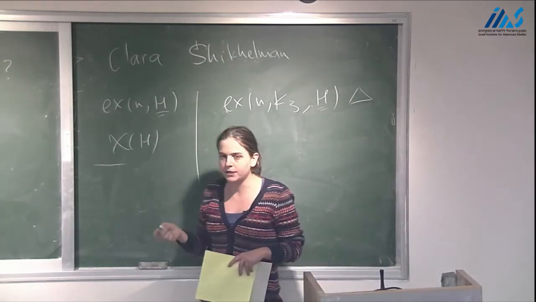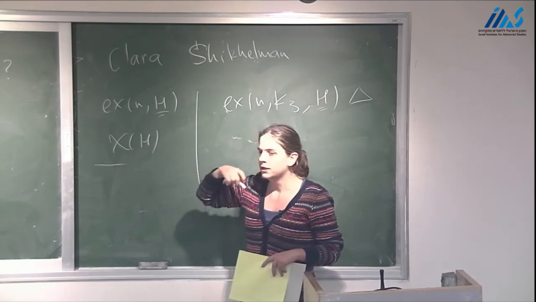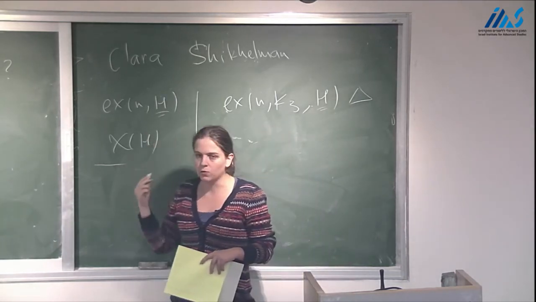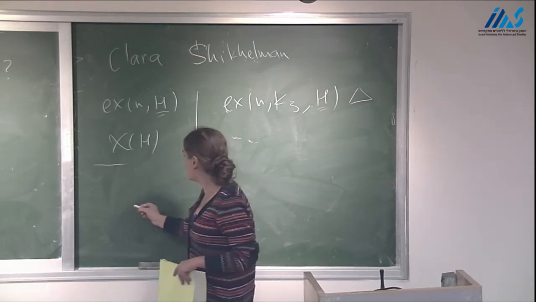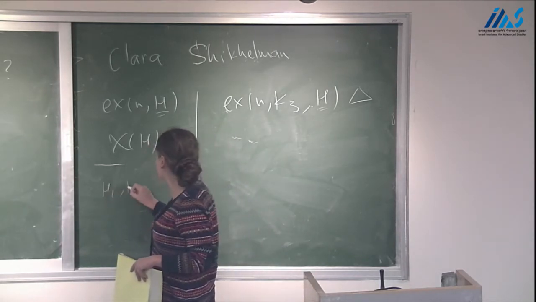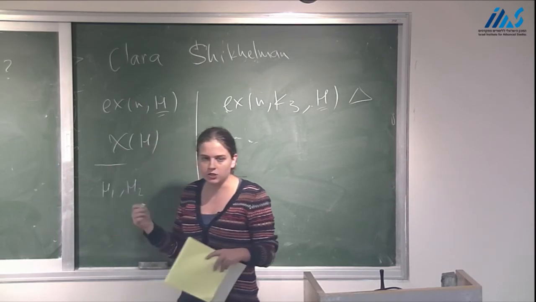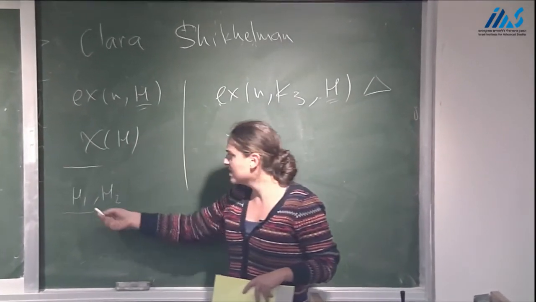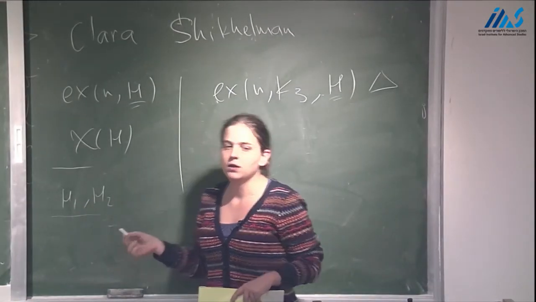So if we're looking at edges and we want to forbid a family of two graphs, this will be determined by one of the specific graphs. So if we have, for example, H_1 and H_2, and we just don't want to see two disjoint copies, in the case of edges, this is going to be determined by one of them.